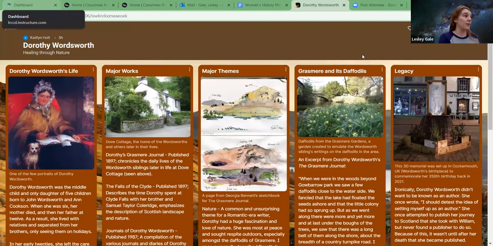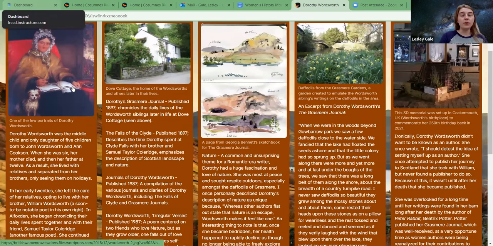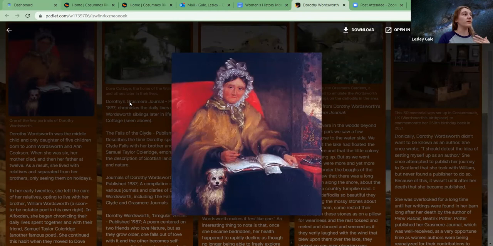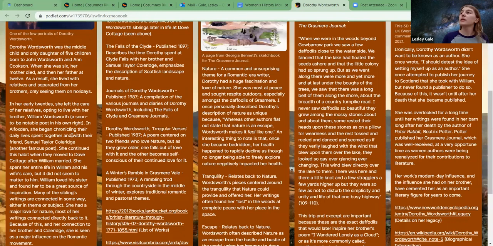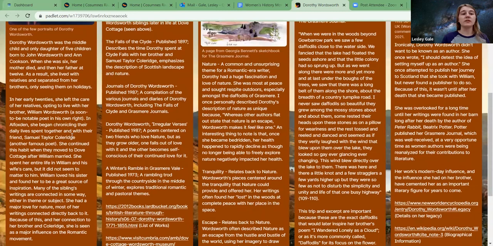So here is one of the few portraits we have of Dorothy Wordsworth. There are not very many out there, and some are actually mislabeled as Dorothy when they're actually Dora Wordsworth, William Wordsworth's daughter. Dorothy was the middle child of five children, all of whom were boys besides her. She was born to John Wordsworth and Anne Cookson. Anne died when she was six and John died when she was 12. So she lived with relatives for a good portion of her early life, taking care of their children, and she only saw her brothers on holidays. That was until she decided to move out and live with William Wordsworth.